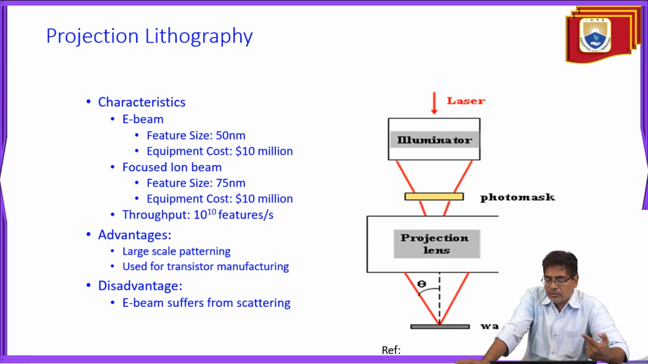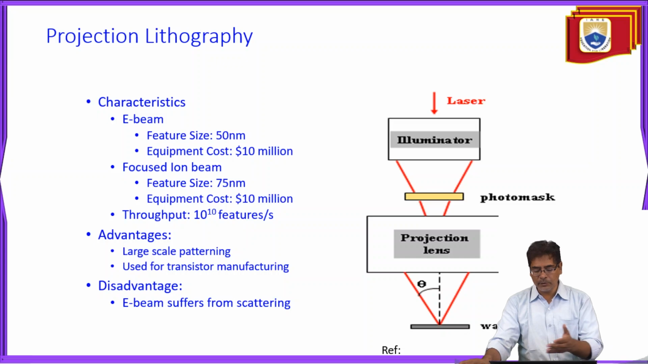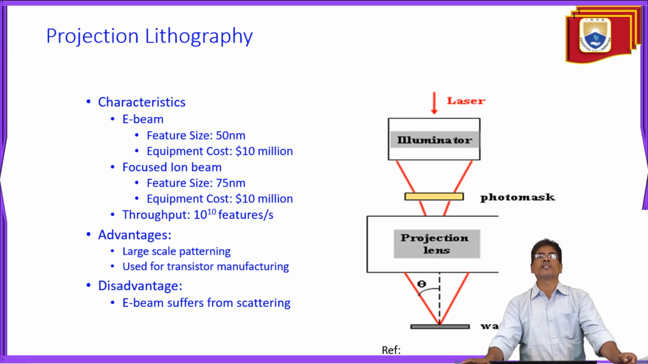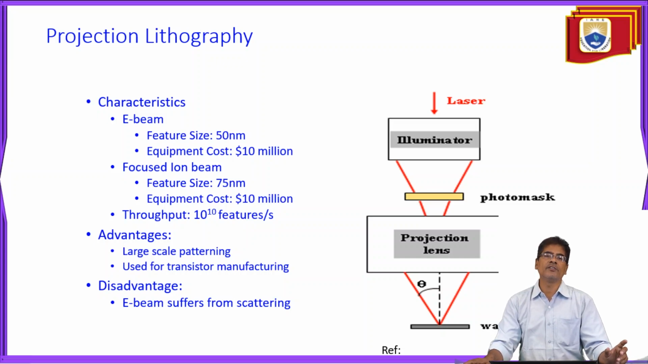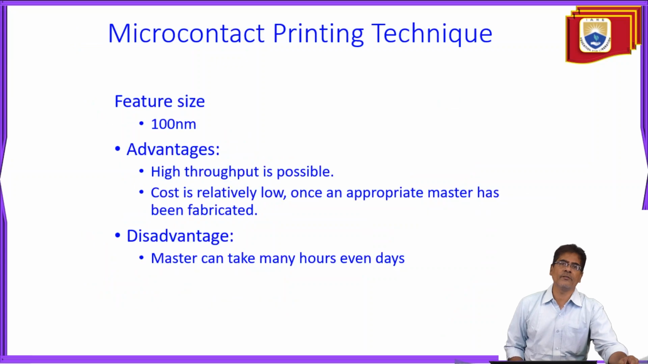And this is the laser. Laser light illuminates the illuminator, passes through the photomask and the projection lens, and scattering of the beam takes place. So that is the characteristic of e-beam lithography: feature size 50 nanometers, equipment cost $10 million. Focused ion beam: feature size around 75 nanometers, equipment cost around 10 million, throughput 10 features per second. The advantage is large scale patterning used for transistor manufacturing, and the disadvantage is that e-beam suffers from scattering. This is projection lithography.